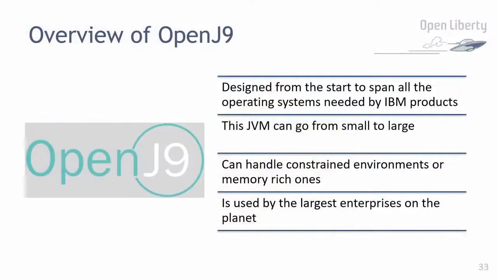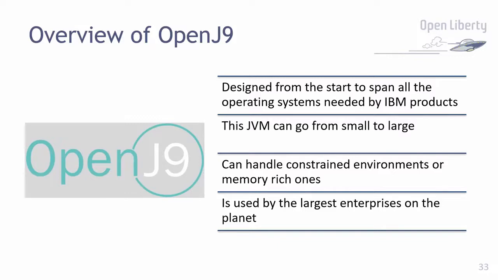OpenJ9 is IBM's JVM. We open sourced this, I think, about 4 years ago now, maybe 5. It was open sourced with Open Liberty, and this was IBM's biggest open source contribution in history. It was millions of lines of code. And OpenJ9 is an amazing JVM. Not only is it used by some of the biggest corporations in the world, so it's very robust, but the OpenJ9 team have gone back to the drawing board to look at the characteristics of this JVM to make it more cloud native.